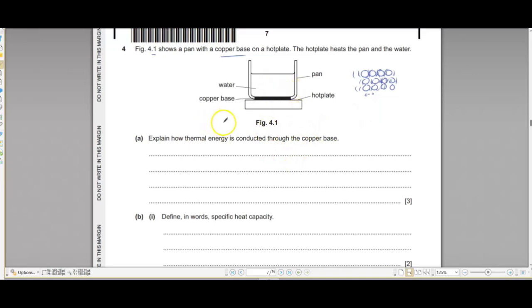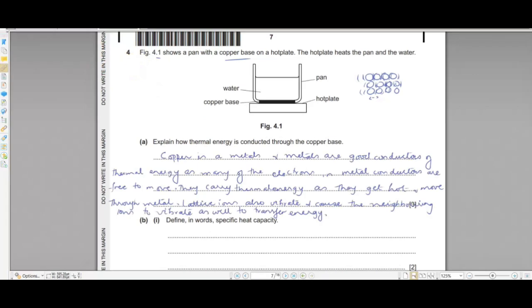So I'll just write the answer and we'll go through it. You can write: copper is a metal and metals are good conductors of thermal energy as many of the electrons in metal conductors are free to move. They carry thermal energy as they get hot and move through the metal. Lattice ions also vibrate and cause their neighboring ions to vibrate as well, transferring energy. So if you write both these reasons and explain them, you are going to get your 3 marks.